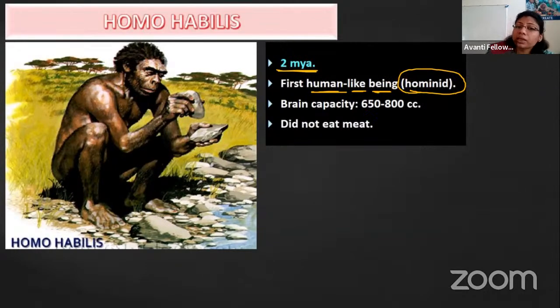And their brain capacity, now we have started measuring their brain capacity. Their brain capacity is between 650 to 800 cc. That cc stands for cranial capacity. And they do not eat meat. How can we say that they do not eat meat?